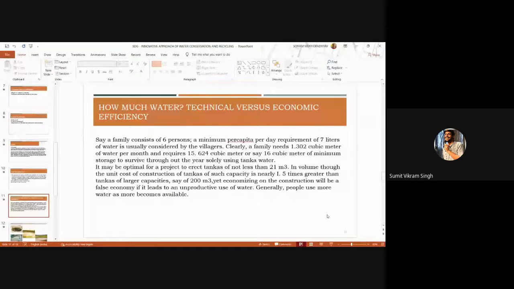Therefore, it may be optimal to erect Tankas of not less than 21 meter cube in volume, considering the unit cost of construction of tankas. Such capacity is nearly 1.5 times greater than tankas of larger capacities. So we can say 200 meter cube, yet economizing on the construction will be false economy if it leads to unproductive use of water.